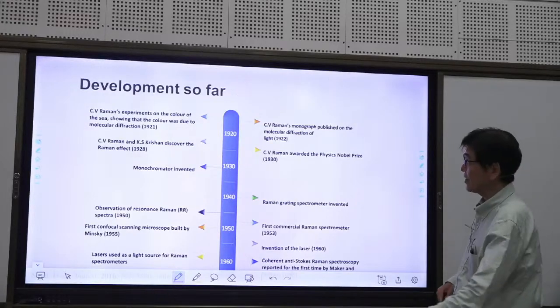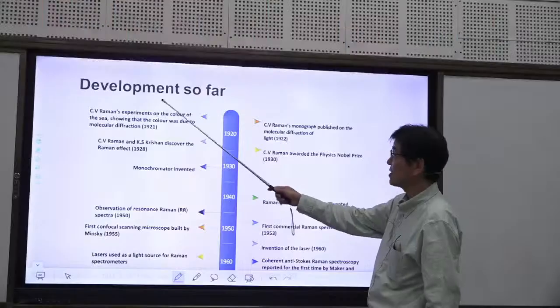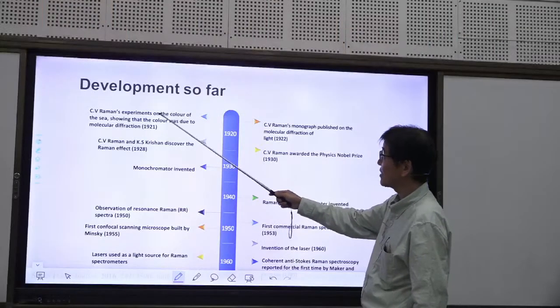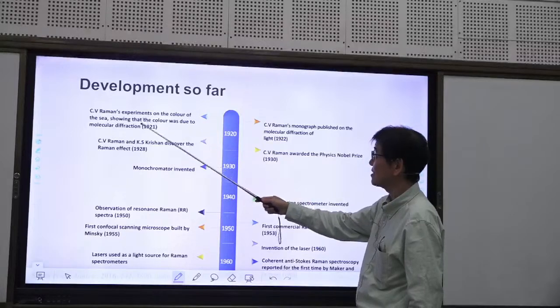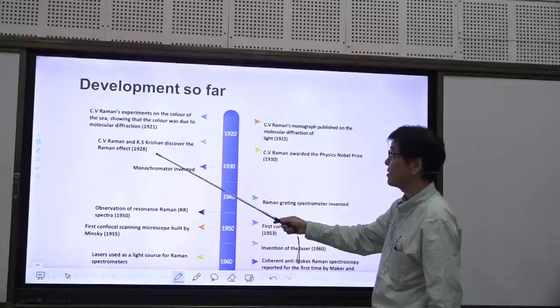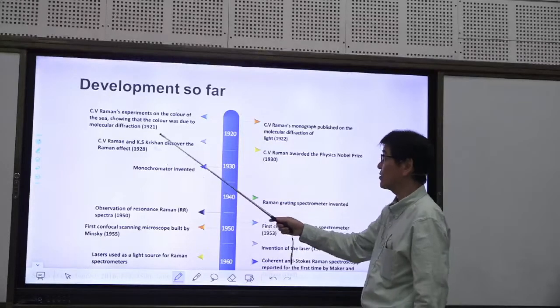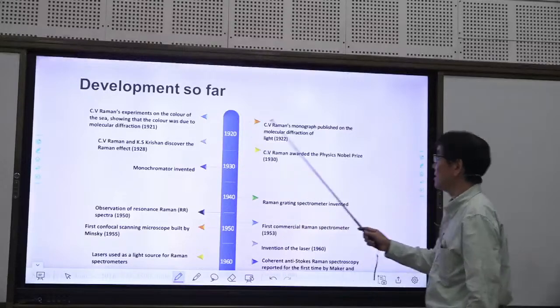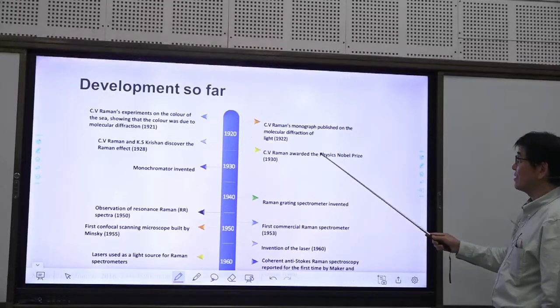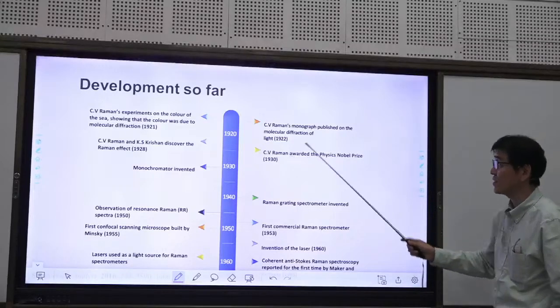Okay, so this is the development so far. In 1921, C.V. Raman experimented on the color of the sea, showing that the color was due to molecular diffraction. And in 1928, Raman and Krishnan discovered the Raman effect, and he was laureated the Physics Nobel Prize in 1930.